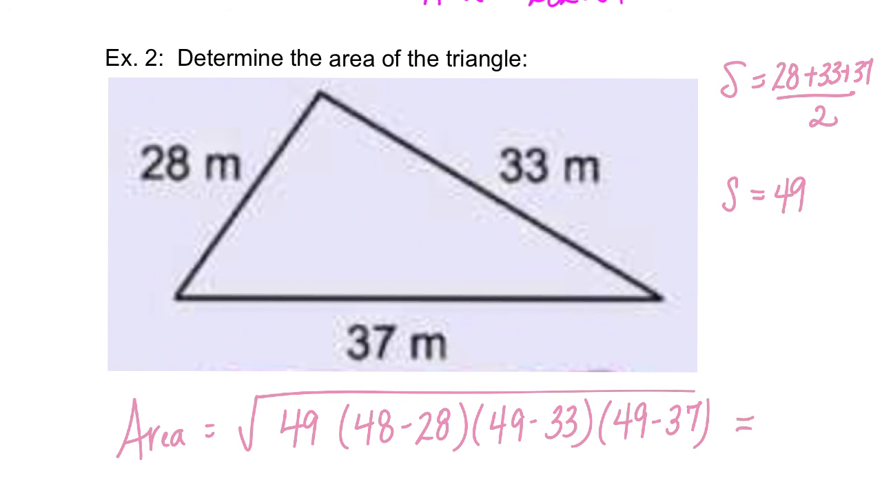And for the area, I got 444.49. It was 486, but since we're rounding to 2 decimal places, I rounded up. And that would be meters squared. All right, and that is Heron's area formula.